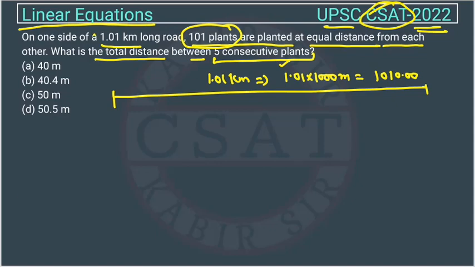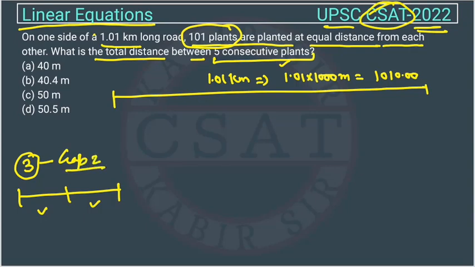So just understand one concept. Suppose this is a road and I have to plant 3 trees, right? So I will plant like this at equal distance. So the gap is here and here, so I have to plant 3 trees, right? And the gap will be how much? The gap will be 2, right? Or you can assume like 1 tree we planted here, so now we have to plant 2 trees. So at what distance? So we will divide the total distance by 2, right?